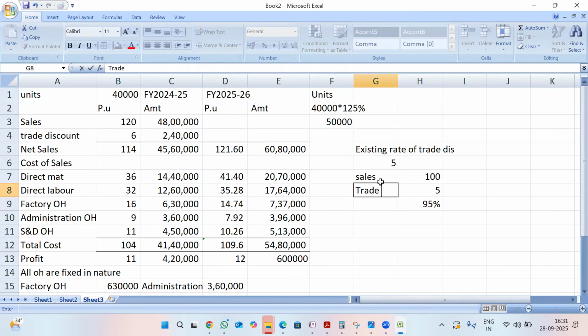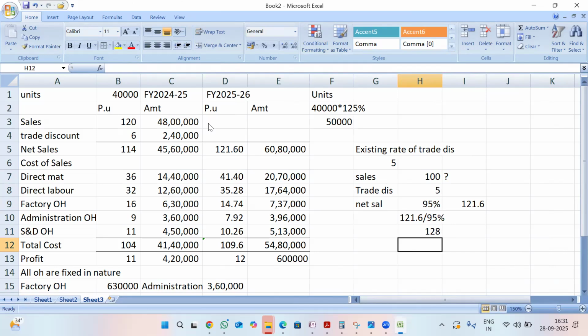So after trade discount, net sales will be 95%. So this 95% is the amount we have found, 121.6. Then what will be for 100%? So 121.6 divided by 95%, so 128 will be my sales, that is gross sales. Then 5% will be my discount, so 6.4. So if 6.4 is deducted from 128, you will be getting 121.6.